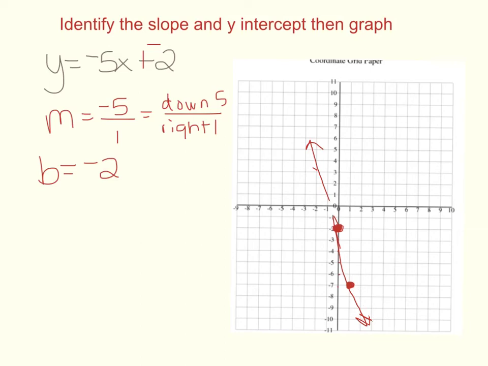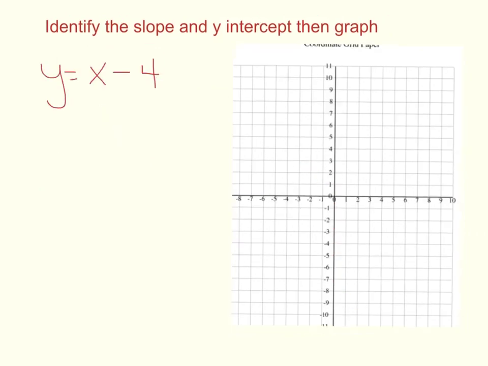Now notice how instead of going down 5, right 1, we could have also gone up 5, left 1, because that would have just put the negative on the bottom instead. So we could have gone 1, 2, 3, 4, 5 up, and then left 1, and we still would have ended up on the same line. So it doesn't matter, you could go either direction.